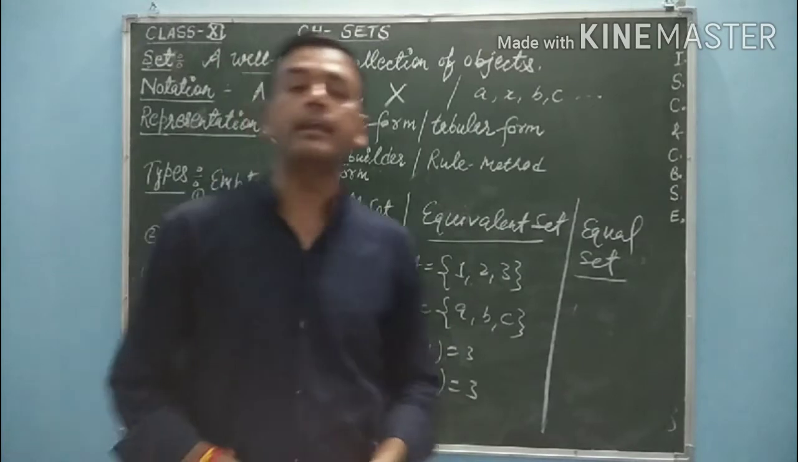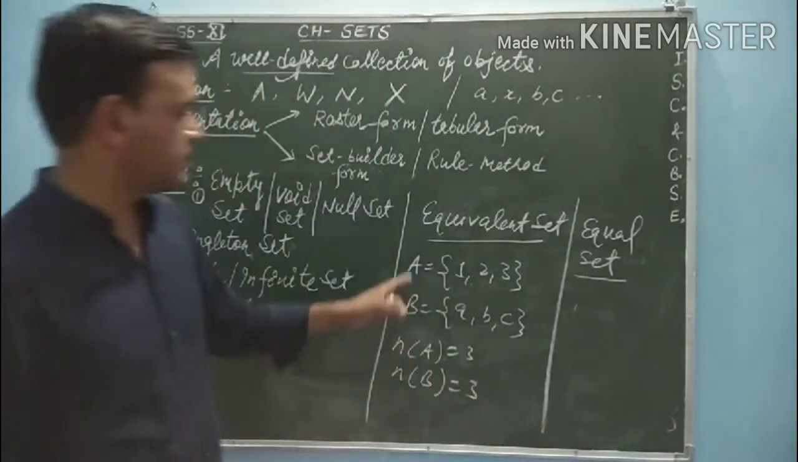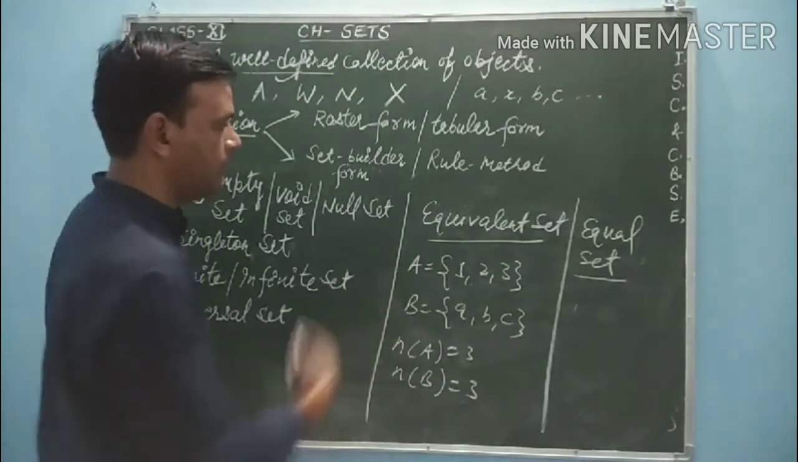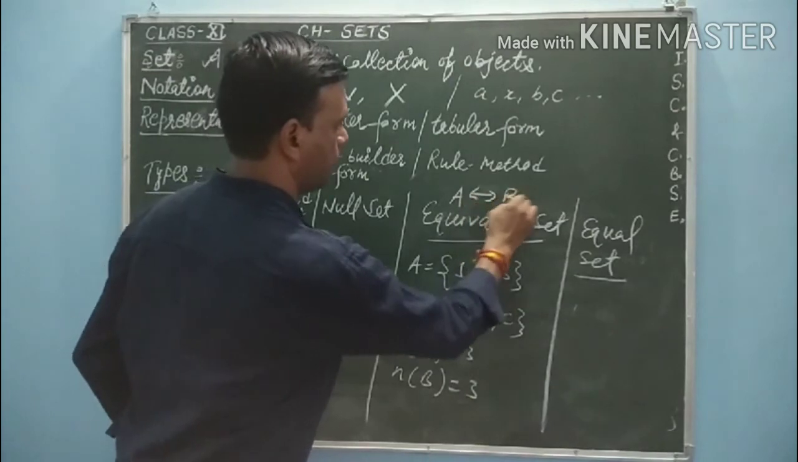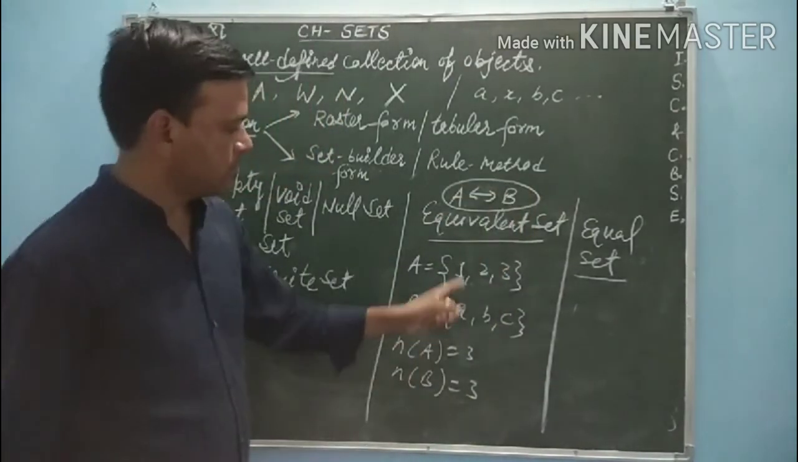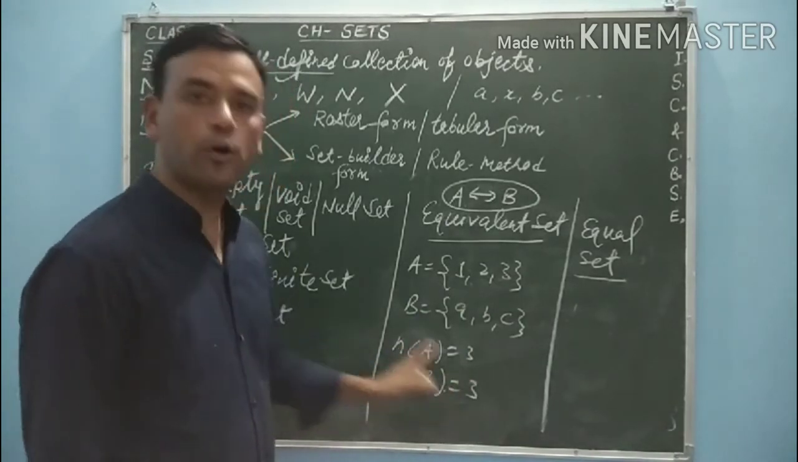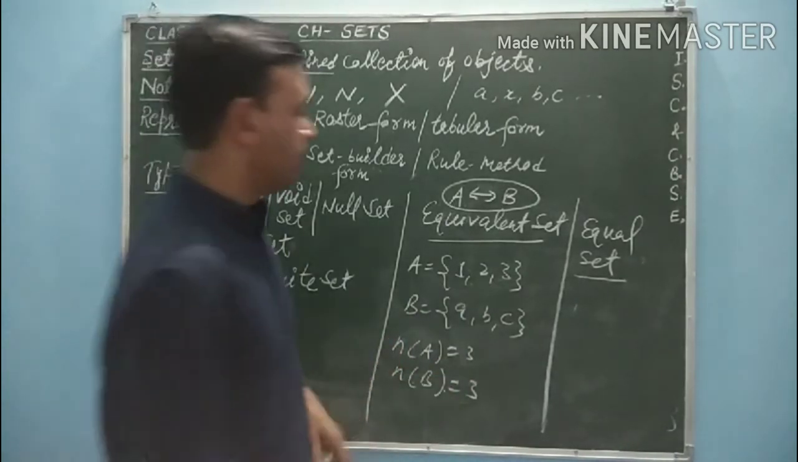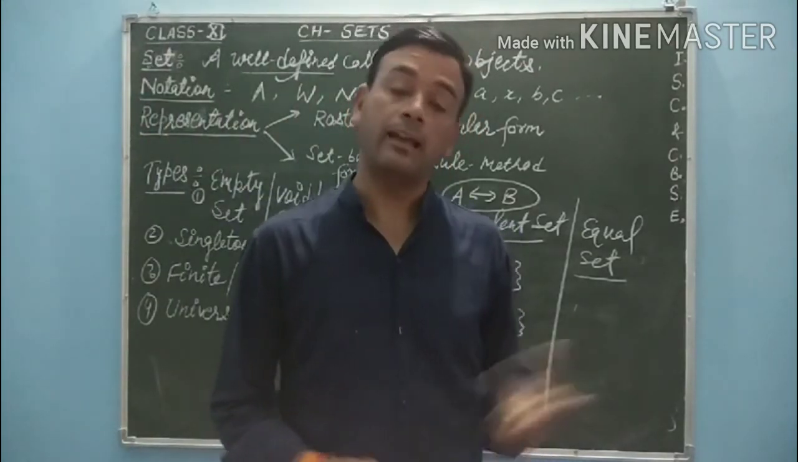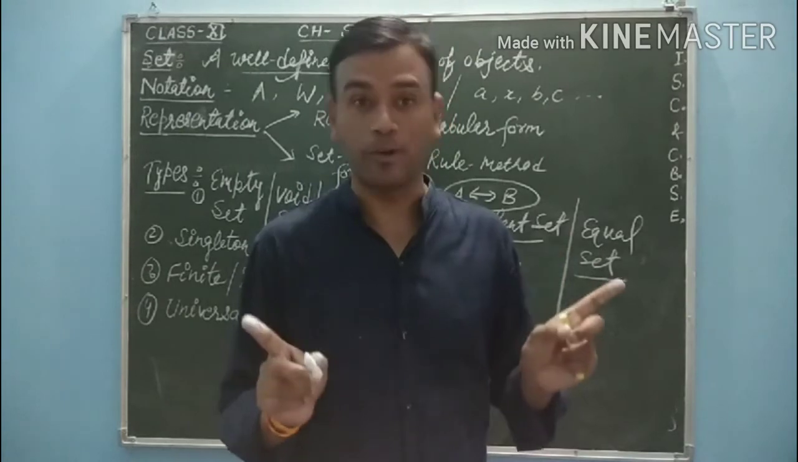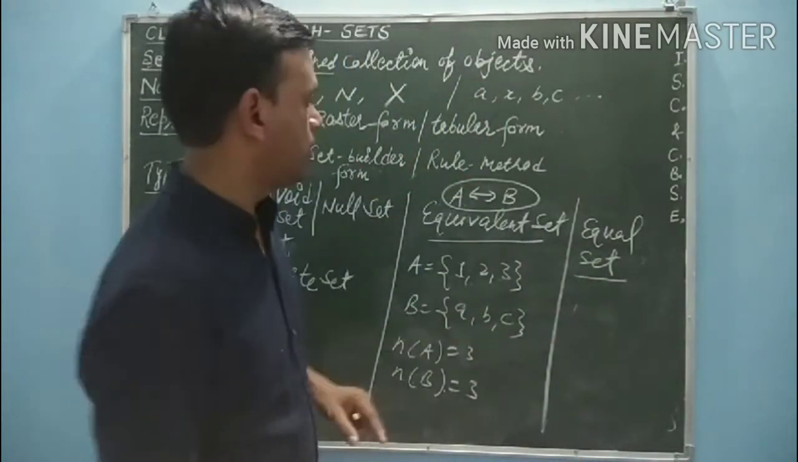So if in two sets the number of elements is the same, then we can say those two sets are equivalent, and the representation is A equivalent to B. It means the same number of elements are there, or the order of both sets is the same, or the cardinality of both sets is the same. But if two sets have exact elements, I am not saying the exact number of elements, I am saying exact elements, then in that condition those two sets will be equal sets.